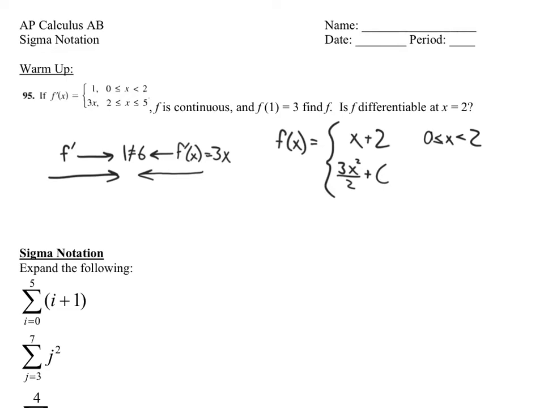We can't use that same c on the second part because this goes from 2 up to 5. But this is where the junction is. To be continuous, when x is 2, these would have to be equal. So we have 2 plus 2 has to equal 3 times 2 squared over 2 plus c. I plug 2 into the top part and into the bottom part; those have to be equal. So 4 minus 6 is negative 2, which means the second piece must be 3x squared over 2 minus 2. Now, it's continuous.